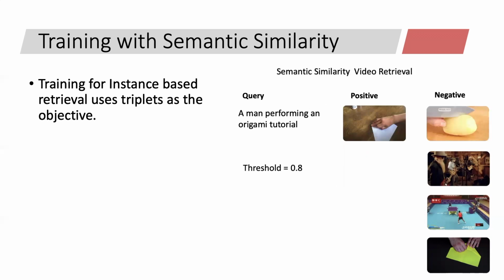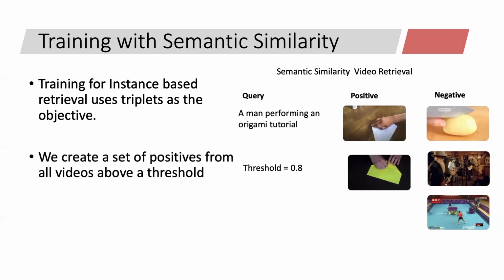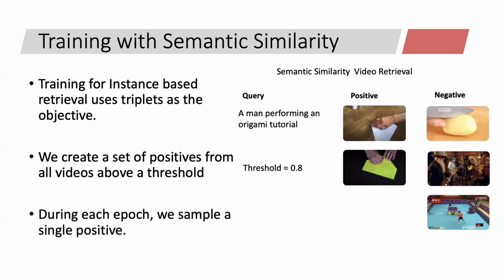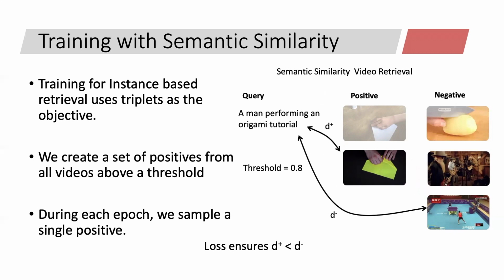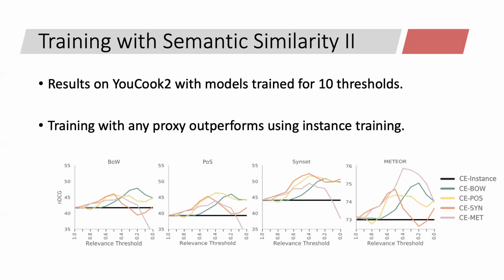When we move to training with semantic similarity, we first choose a threshold. This allows us to create a set of positives of all examples above this threshold. During each epoch, we sample a single positive and then apply the loss as before, ensuring that each positive is closer to the query than every negative within the batch. We can see the results of training for instance-based retrieval in black and show that for most thresholds, training with semantic similarity outperforms instance-based training regardless of which proxy measure is used.